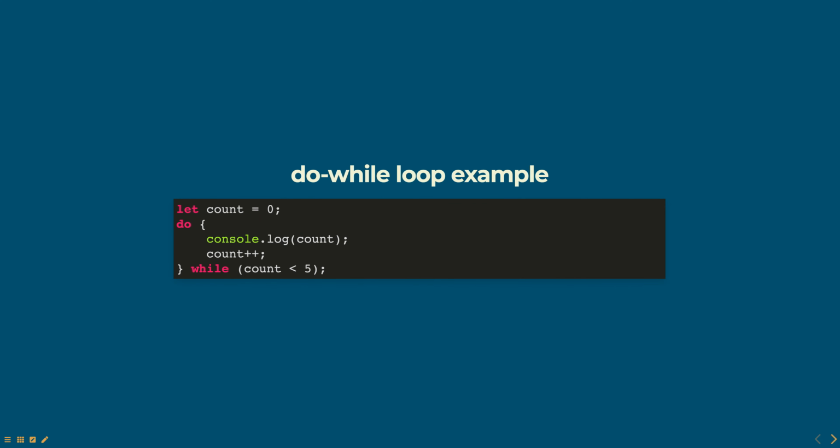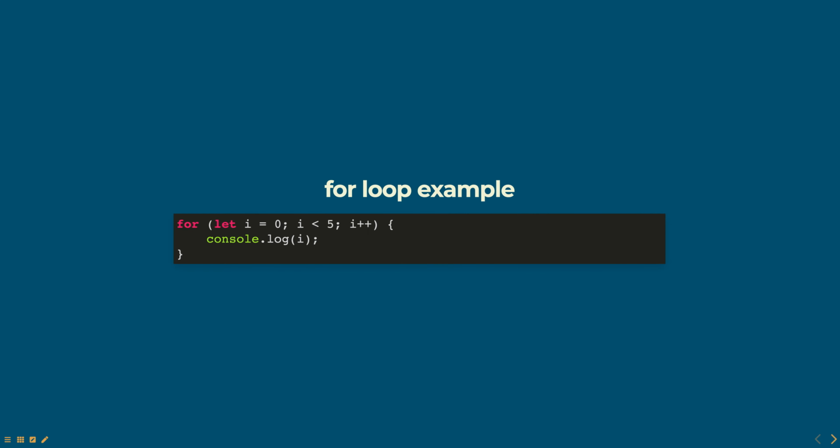Do while loop. This is similar to the while loop, but the block of code is executed at least once before the condition is checked. For example, this code will execute the block of code inside the do while loop and print the value of count to the console at least once and then check the condition. If it is true, it will repeat the execution.